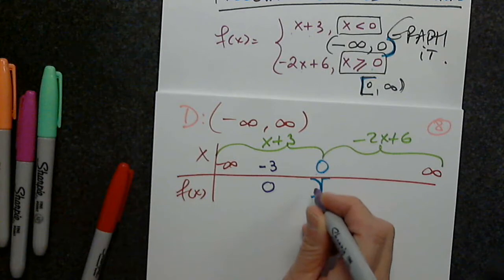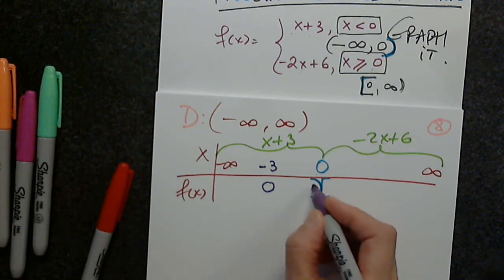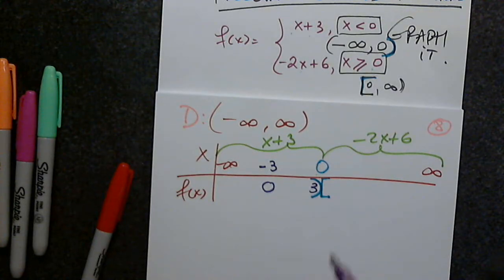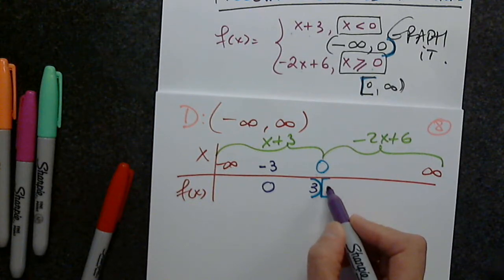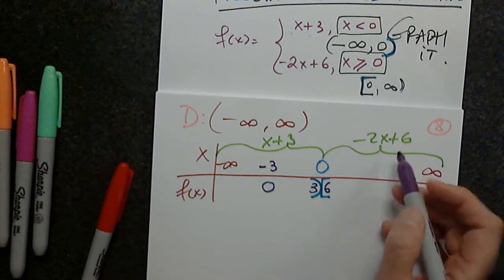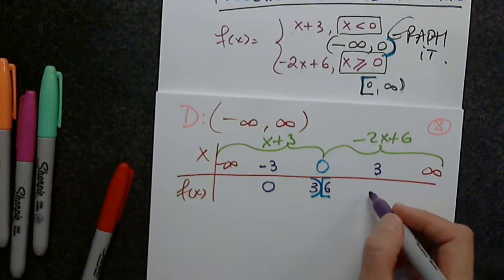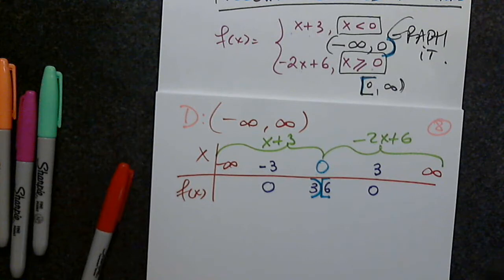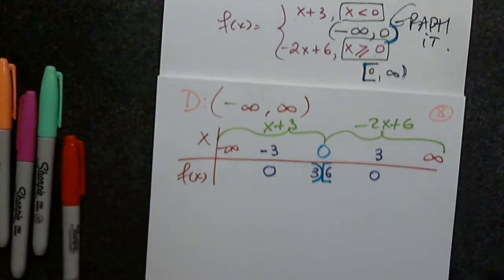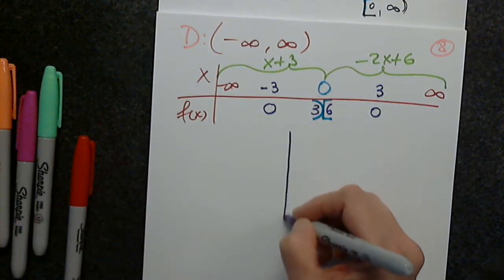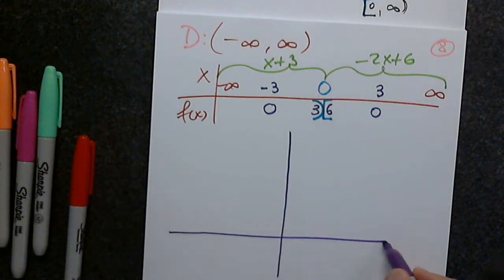Right here inside the parenthesis, what do I write? Good. Let's plug in 0 on the other side, where I am allowed to. 6. Good. And let's plug in also 3. Excellent. You know why I picked 3, because it's the x-intercept. Okay, let's graph this. From left to right, please give me the first ordered pair that I have to plot.